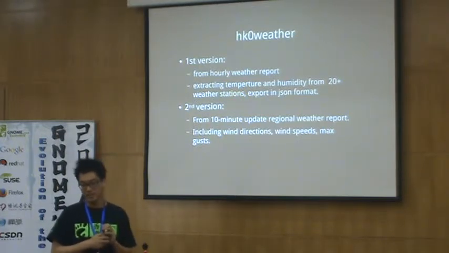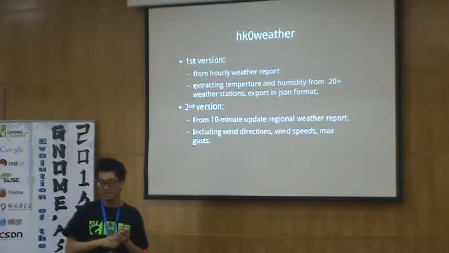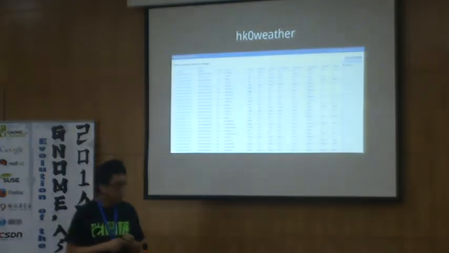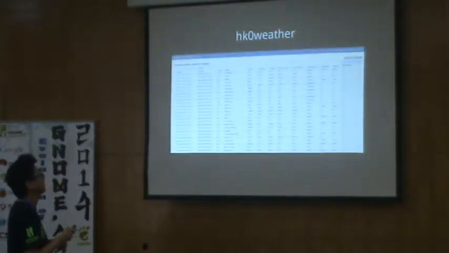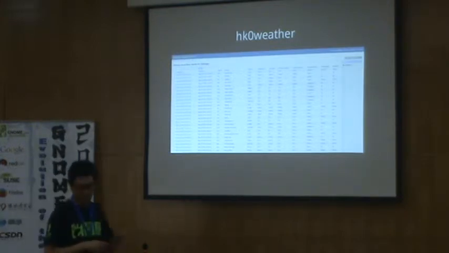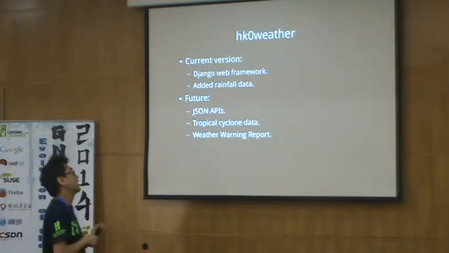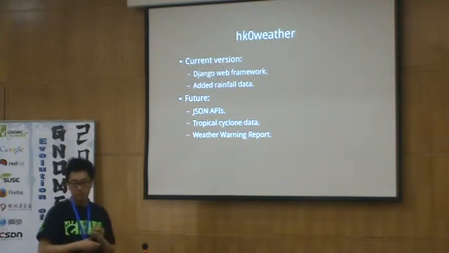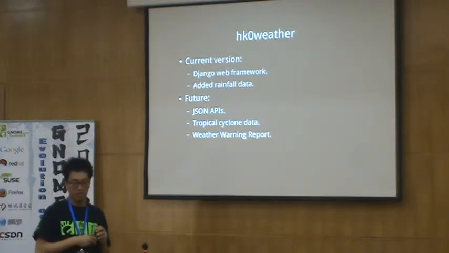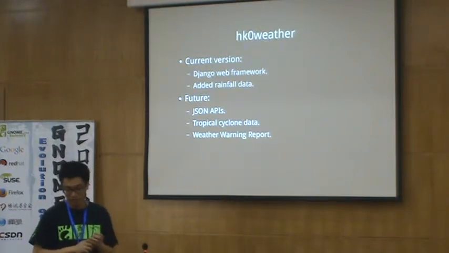And the second version is that it includes a regional weather report as well, which includes wind direction, wind speed, and the maximum gust. And the final version, the current version, is that I also implemented the data store side, which is the UI of Django, a web framework. It uses the Django web framework to store data, and also added rainfall data as well. So the future development is that I will develop some JSON APIs as well, and include typhoon data and also weather warning reports from the home authority.